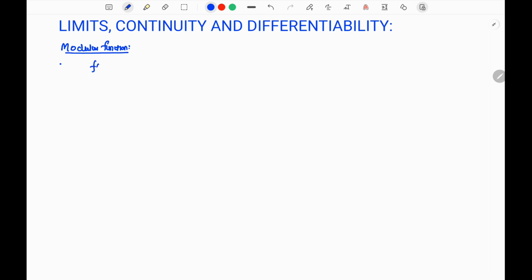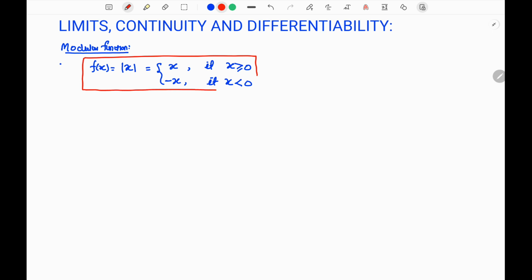We write this function f(x) as mod x, that means x within two vertical bars, and by definition we can write mod x equal to x if x is greater than or equal to 0, that means if x is 0 or positive, and it is equal to minus x if x is negative, that is x is less than 0. This is the definition of the modulus function. We have to remember this definition and it will be helpful to solve many of the problems.